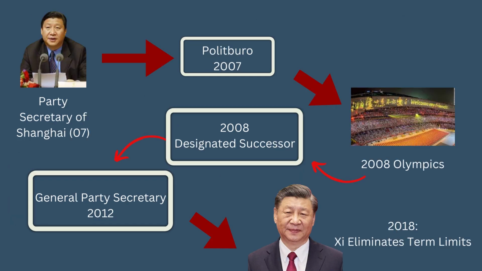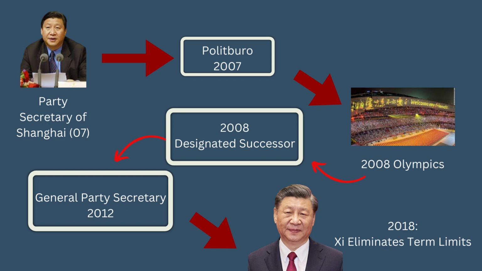So, Xi Jinping was elected party secretary of Shanghai in '07. Same year, he was moved up to the Politburo. So now he's going up through the ranks of the Chinese government, but he's also very much going up through the ranks of the CCP. He was in charge of the 2008 Olympics in Beijing, incredibly successful. In 2008, that same year, he is designated the successor to the current party secretary and becomes general party secretary in 2012.